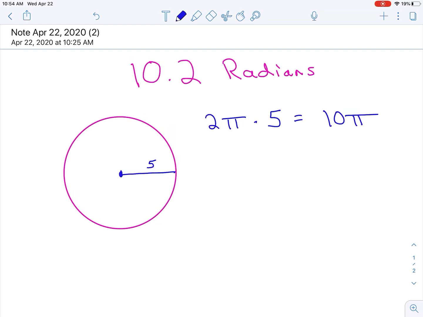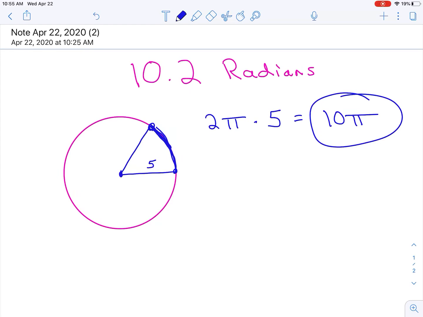Now, this is the part you probably know. This part maybe you didn't know. There's something called an arc length. What that is, is just a portion of the circumference. So if I wanted to know how far it was, not of the whole circle, not the whole 10 pi, but just from here to here along this outer edge in blue, that's the part that we need before we start talking more about radians.